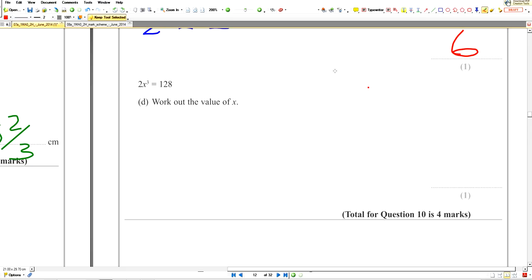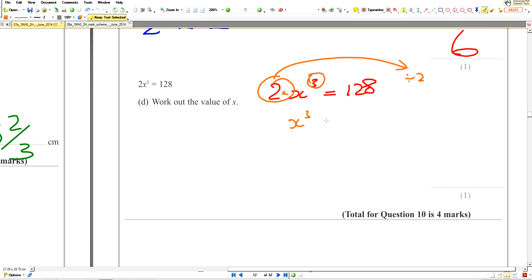Okay, so here we have 2x cubed equals 128. Work out the value of x. Now, we want to work out the value of x. What do we do with the 2 first of all? So x first of all is being cubed, the first action, and this is the second action. First action, second action. So the opposite of times by 2 is divide by 2. So x to the power of 3 is equal to 128 divided by 2, which gives us 64. Okay, lovely.